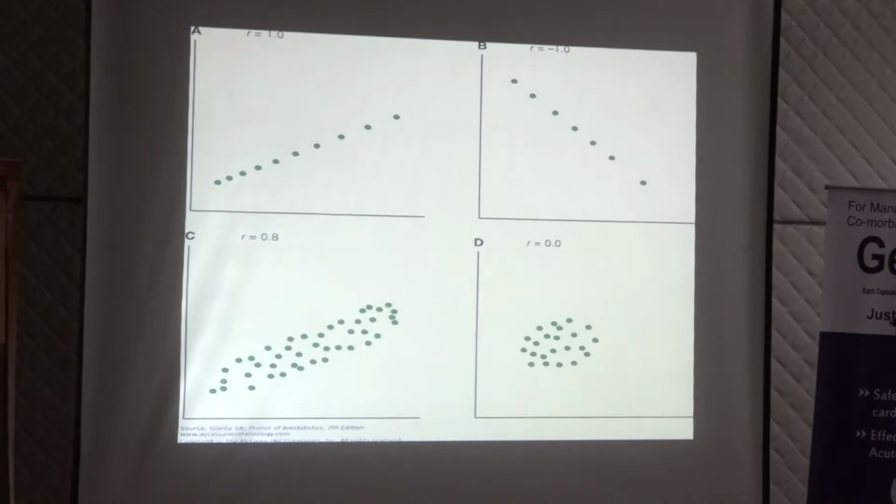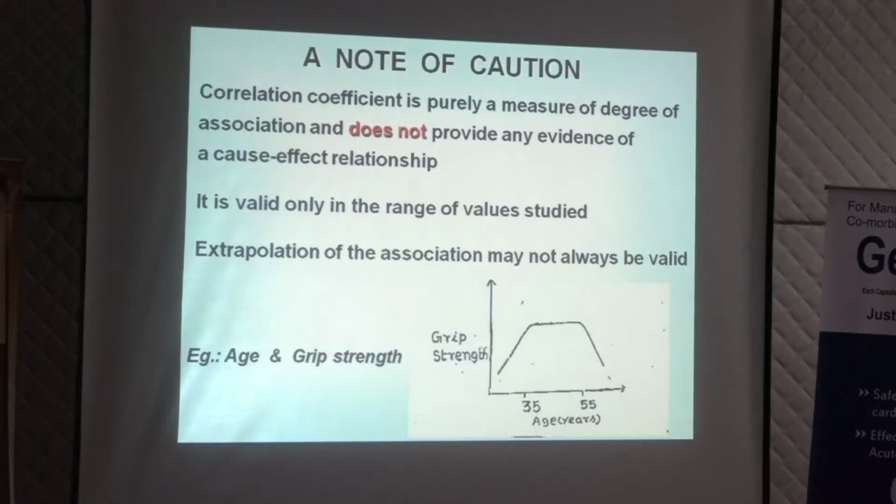So this is r equals to 1, positive correlation. Here r equals to -1, negative correlation. It is somewhat positive, so r equals to 0.8. No correlation is there, so r equals to 0. A note of caution: correlation coefficient is purely a measure of degree of association and does not provide any evidence of cause-effect relationship.